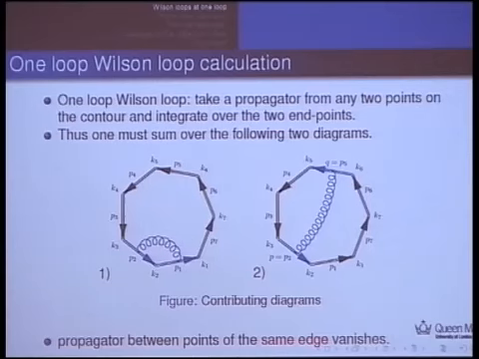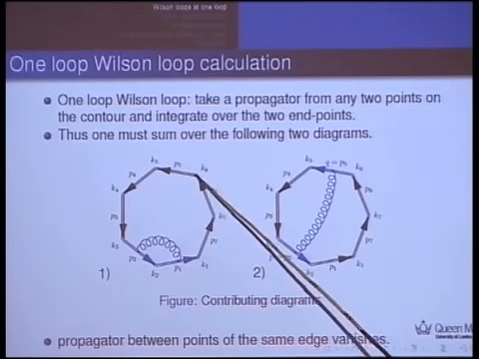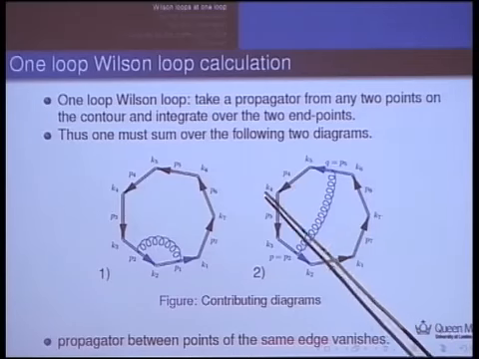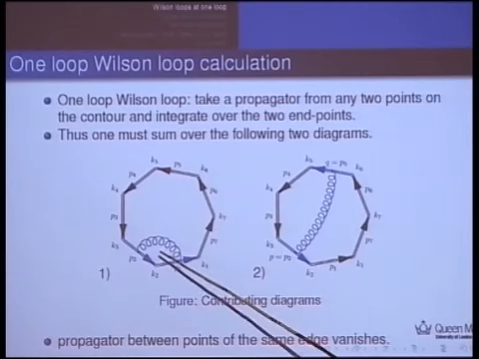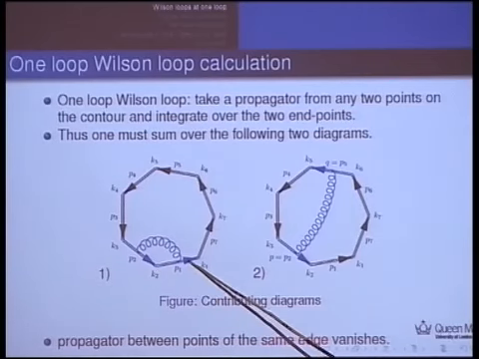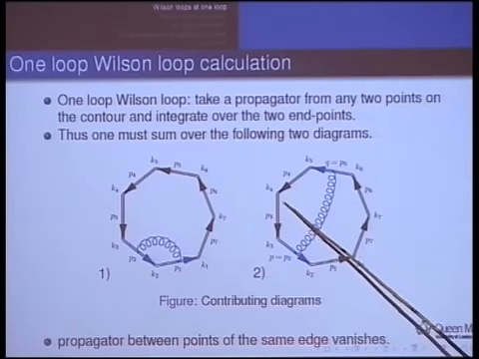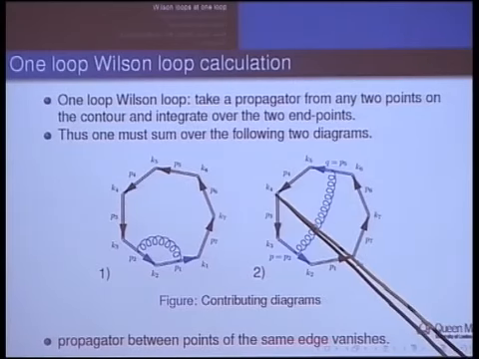So, how do you calculate a Wilson loop? At one loop, you take a propagator between any two points on the curve, and you integrate the two endpoints around the curve. If you've got a polygon, then there are two diagrams which contribute, this one and this one. Here, the two sides are adjacent. Here, the two sides are non-adjacent. You could consider one ending on the same side, but that vanishes for like sides, for like edges here.